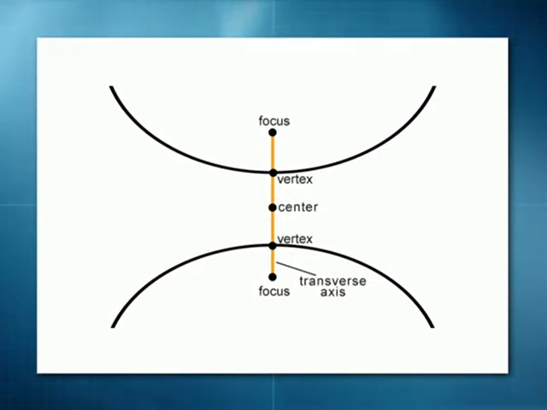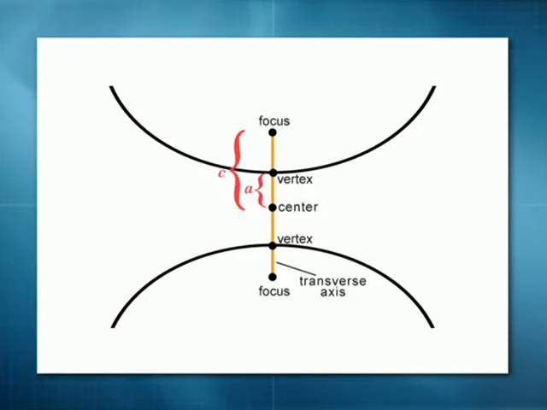There are some distances here that are staring us in the face, and these will play the roles of those letters a, b, and c that we had with ellipses. a is the distance from the center to the vertex, and c is the distance from the center to a focus. So a is center to vertex, c is center to focus.